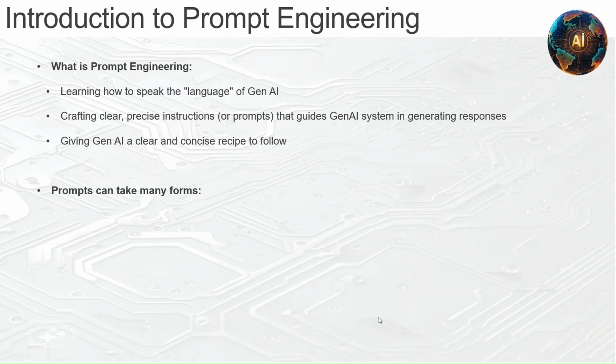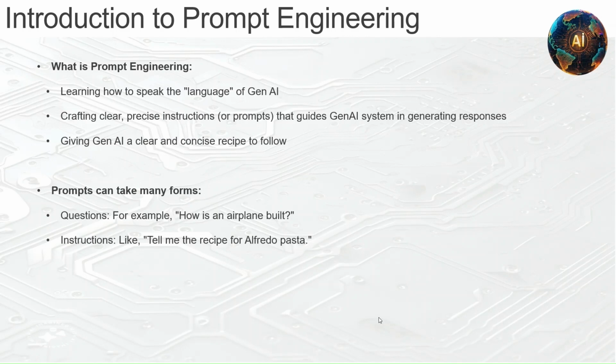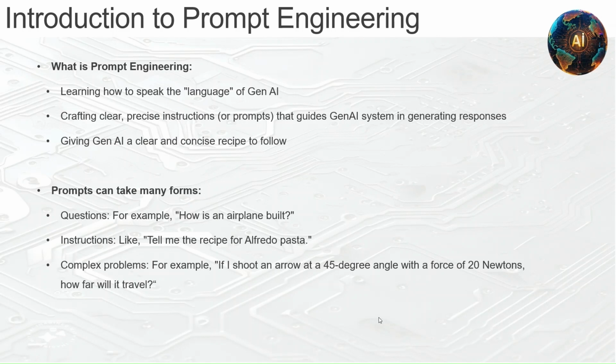Prompts can take many forms. They can be questions, for example, how is an airplane built? Or instructions like, tell me the recipe for Alfredo pasta. Or even complex problems. For example, if I shoot an arrow at a 45-degree angle with a force of 20 Newton, how far will it travel? Regardless of the form, prompts are instructions for AI to follow, and the quality of completion heavily depends on the quality of the prompt itself. When you provide a prompt, the large language model uses its training to generate the response. The better your prompt, the better GenAI's output will be.